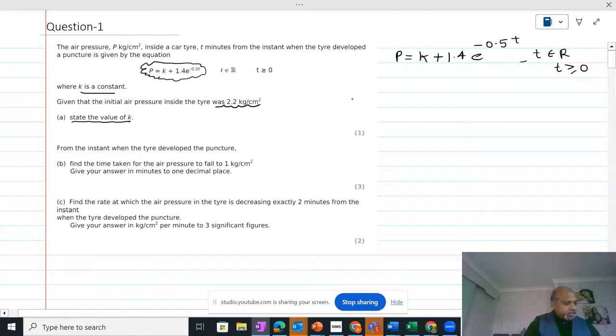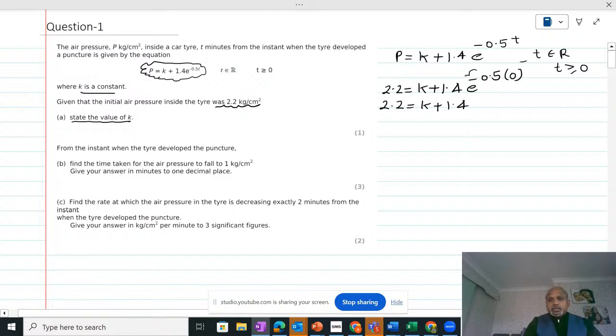So what is given here? Initial pressure is 2.2. So P is 2.2, and P equals K plus 1.4 e to the power minus 0.5 t. Since it is the initial pressure, t will be 0. If you simplify, 2.2 equals K plus 1.4, because this value will become 1. So K is 2.2 minus 1.4, that is 0.8. Is that clear?